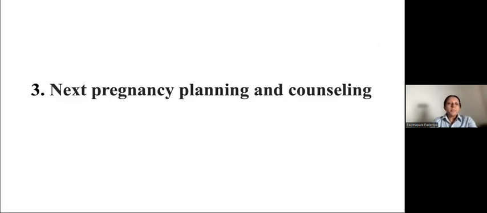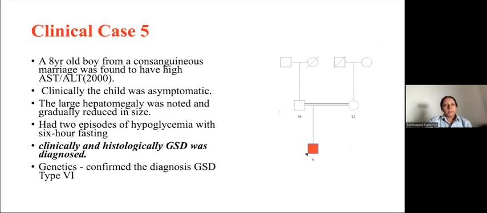And the next importance is the next pregnancy planning and counseling. We are dealing with genetic disorders, so invariably there is a certain percentage of recurrence. So the next pregnancy planning and counseling is mandatory. I'm going to elaborate that importance with this case.